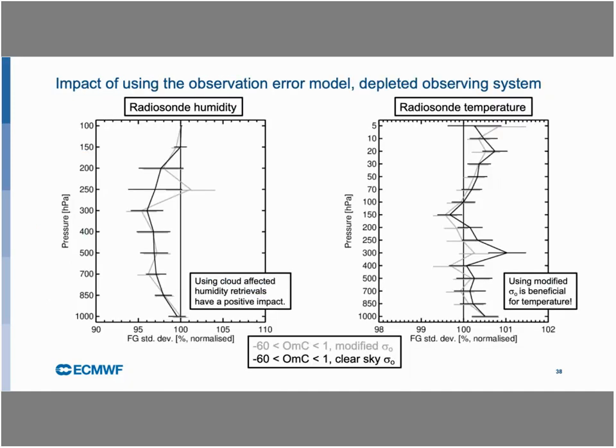And then in these plots there are results from introducing this observation error model into the system. So with the observation error model, we can keep the positive impact for humidity from the cloud-affected retrievals, and with the gray line you can see here that the impact on temperature becomes more neutral. So for assimilation of the cloud-affected retrievals, there is no longer the big degradation on the temperature forecast when using this observation error model. So it becomes more neutral for temperature, which is a nice positive result.